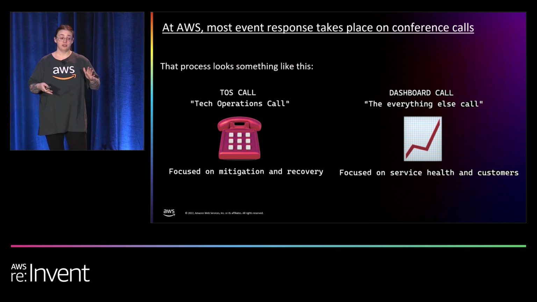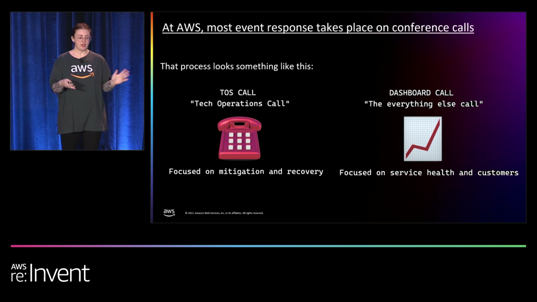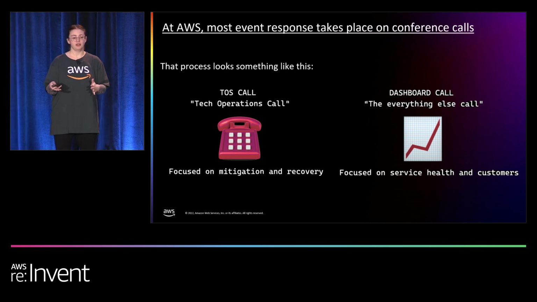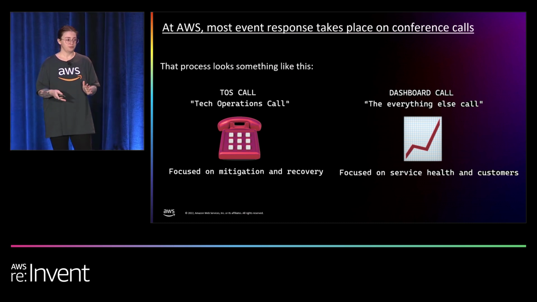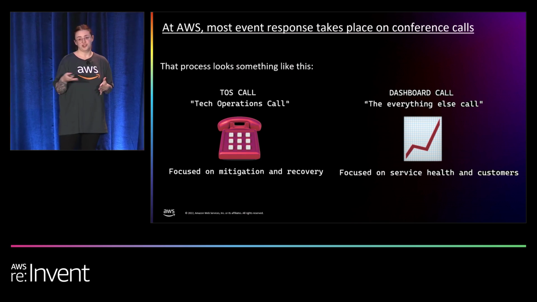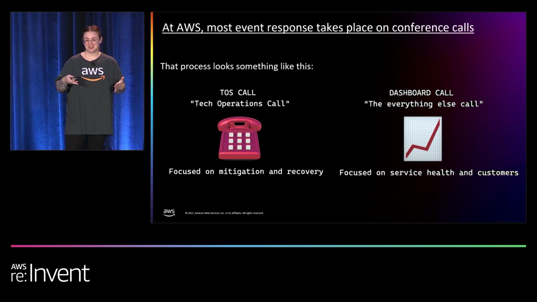There's a TOS call, the tech operations call. That's focused, regardless of the event type, on mitigation and recovery. You'll notice that you don't see root cause on there, and we've covered that in a couple of other operational talks. But on the TOS call, you just focus on fixing the problem. You focus on immediate recovery. You focus on fixing it. And then generally, we get to root cause a little bit later.